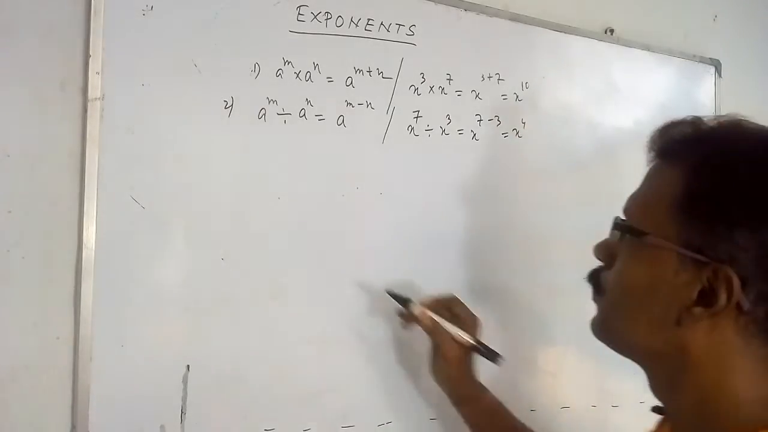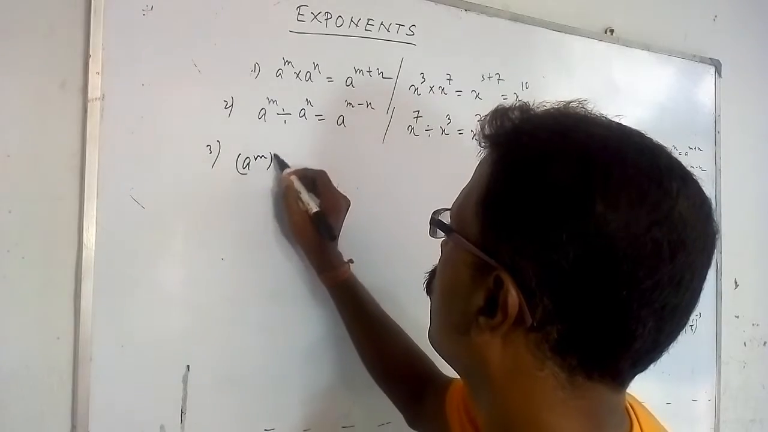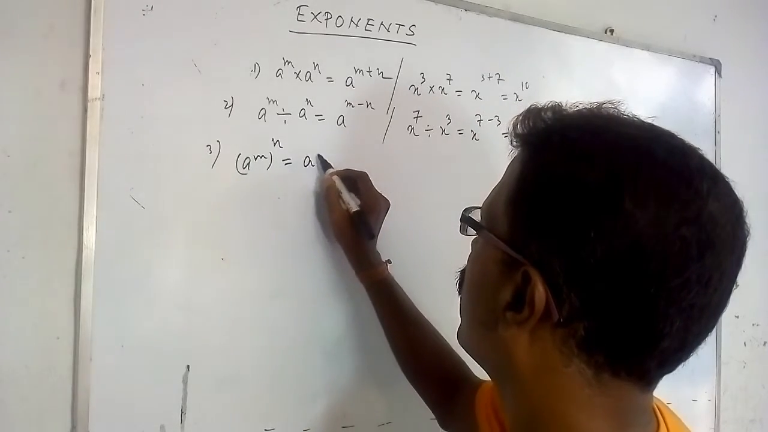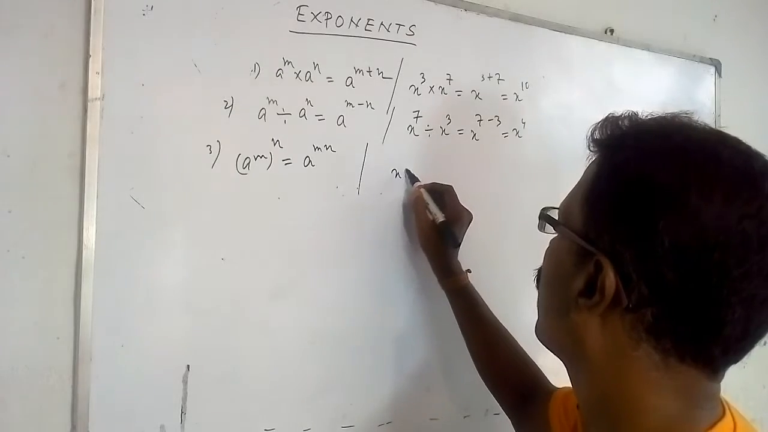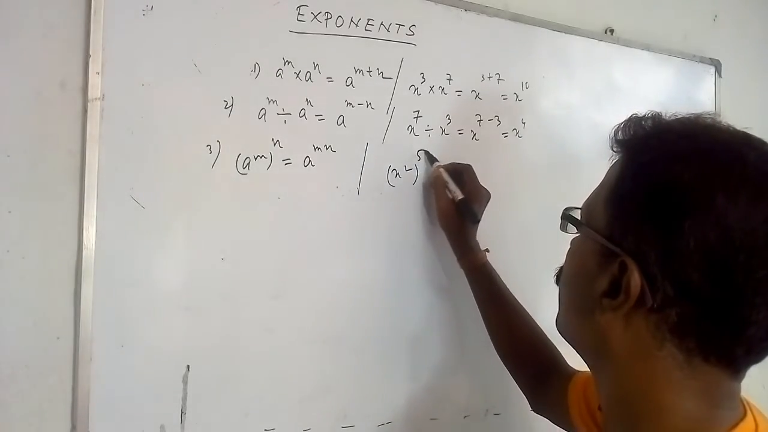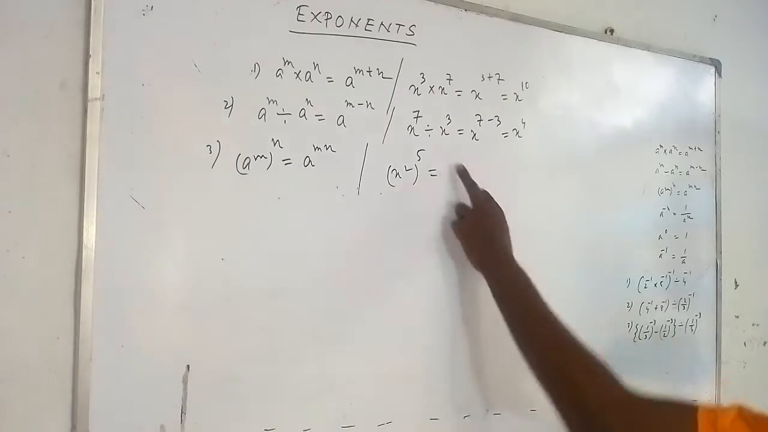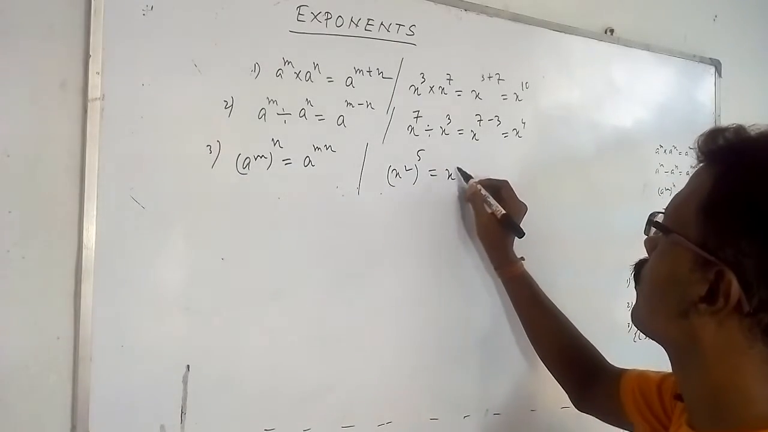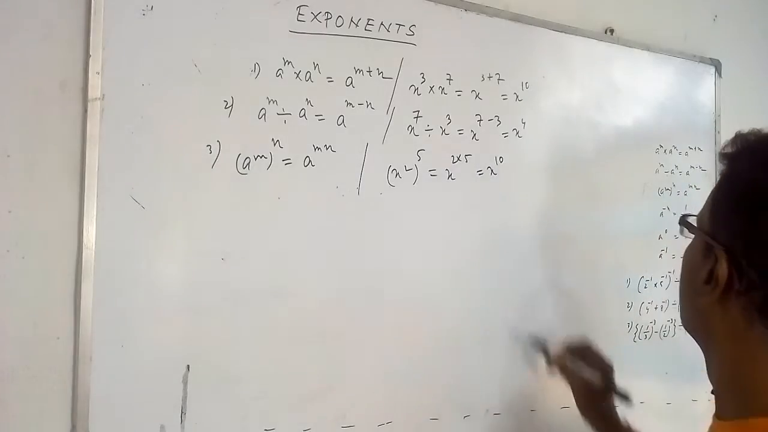Now next formula is a to the power m whole to the power n is equal to a to the power mn. Let x square whole to the power 5. Then what should be the answer? x square whole to the power 5. Then the answer is x to the power 2 into 5, that is x to the power 10.